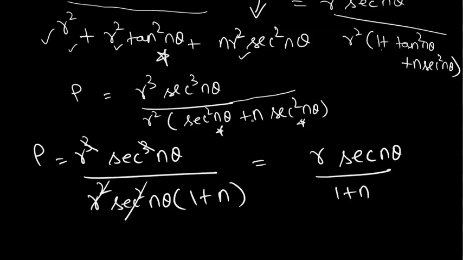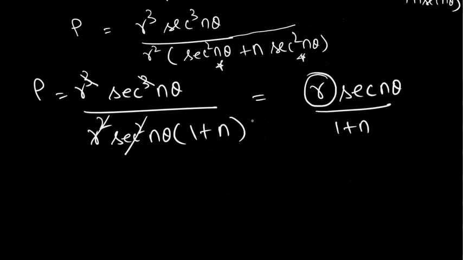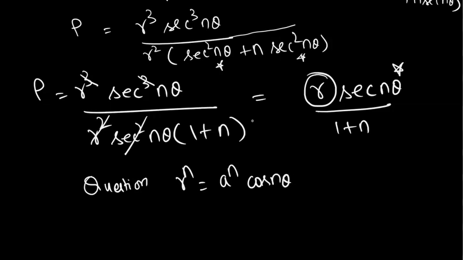But what they told you, show that the radius of curvature varies inversely as r power n minus 1. This is what they asked us to prove. So how do I prove? Because there is only one r here. For this, you have to see the question. What is your question? Your question is r power n is equal to a power n into cos n theta. But we have this term secant n theta.